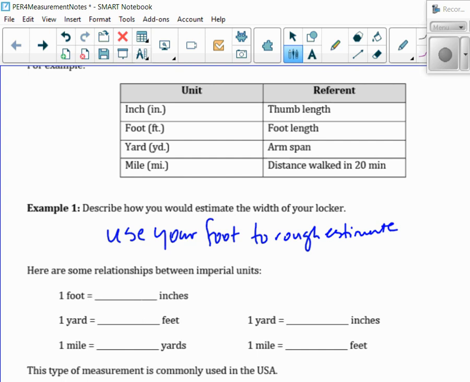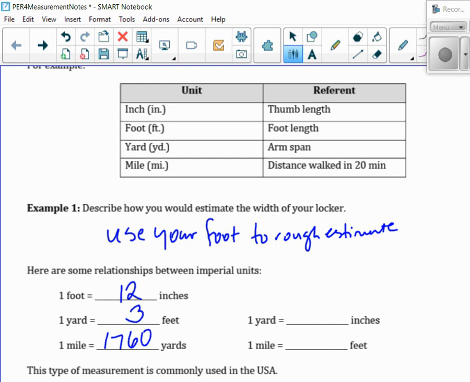Okay, so 1 foot is how many inches? 12. You do not have to memorize this. This is on your formula sheet. 1 yard is how many feet? 3 feet. 1 mile is how many yards? Okay, so anyway, 1,760 yards.